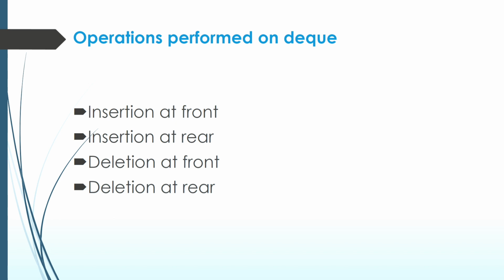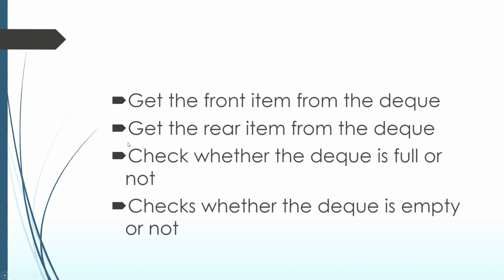So in addition to the above operations, these are some operations which are supported in DQ. Get the front item from the DQ, get the rear item from the DQ, check whether the DQ is full or not, and check whether the DQ is empty or not.